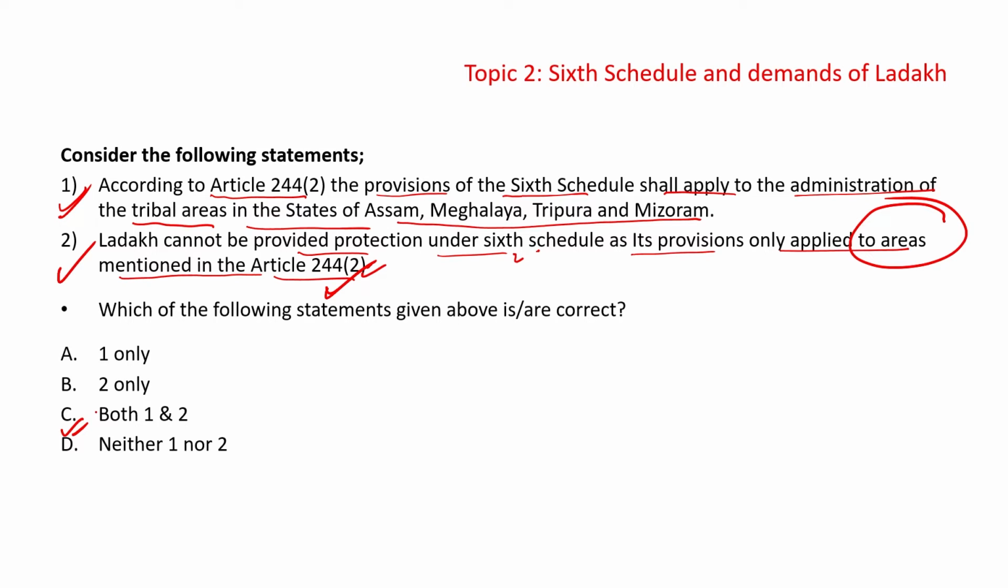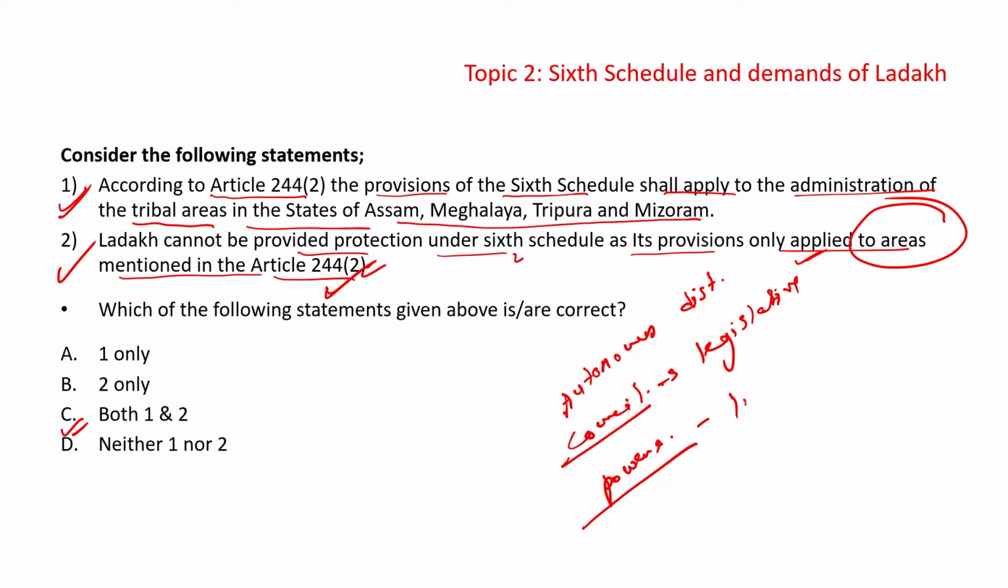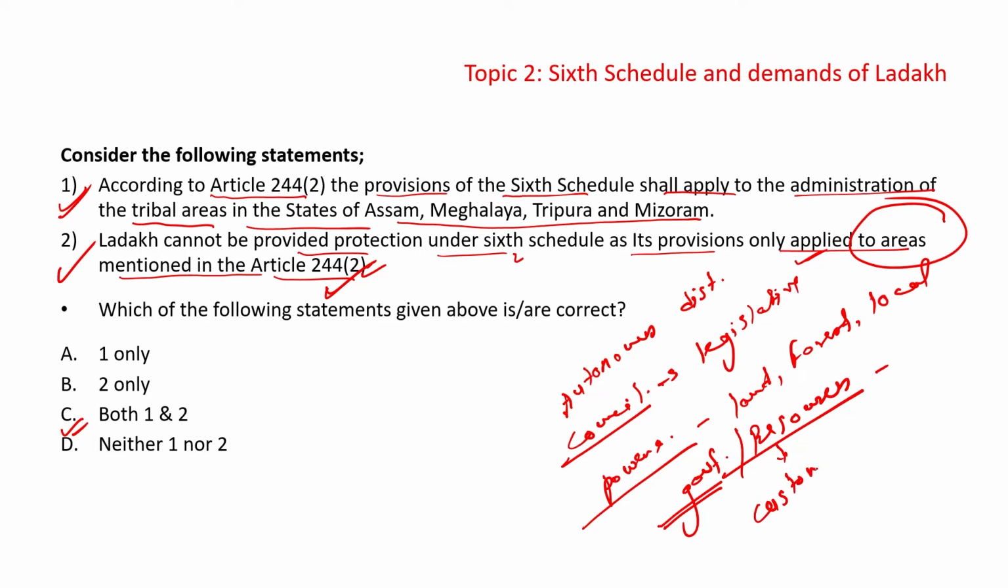With regard to the 6th Schedule, it grants autonomy to the areas mentioned here, which have an autonomous district council, and these autonomous district councils have legislative powers. They are very much empowered on specific subjects like land, forest, local government. They also have the authority to administer these areas and resources according to their custom. So customary laws will be allowed to be followed in these areas.